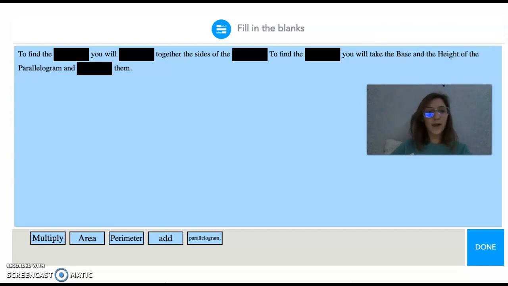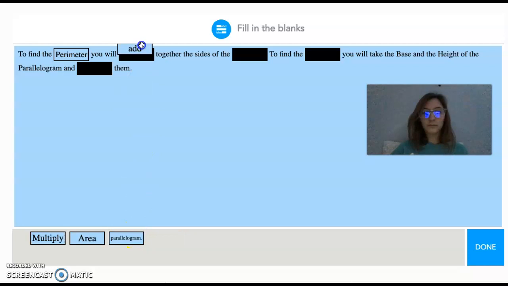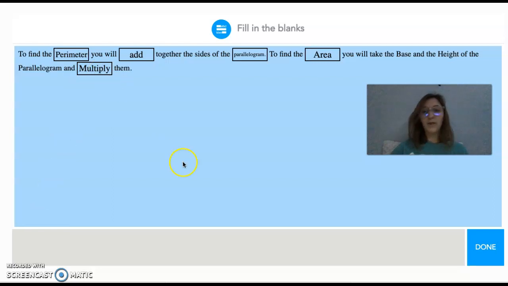Alright, so to find the blank, you will blank together the sides of the blank to find the blank. You will take the base and the height of the parallelogram and blank them. So I know to find the perimeter, I will add together the sides of the parallelogram. To find the area, you will take the base and the height of the parallelogram and multiply them.